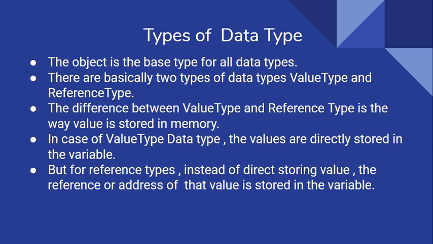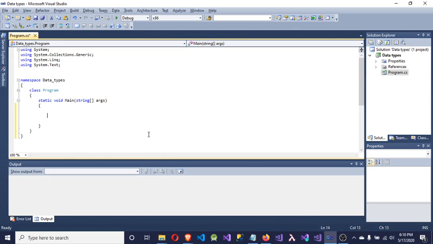For reference type data types, instead of directly storing the value, the reference or address of that value is stored in the variable. We'll see what that means. I'll just take an example. Let's switch back to Visual Studio. I'll show you practically. Let's say we declare a variable int age equals 12.